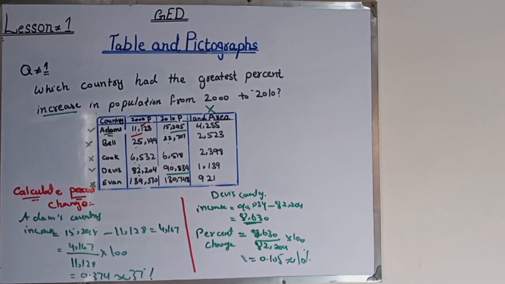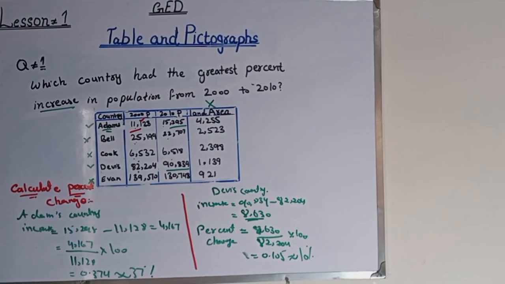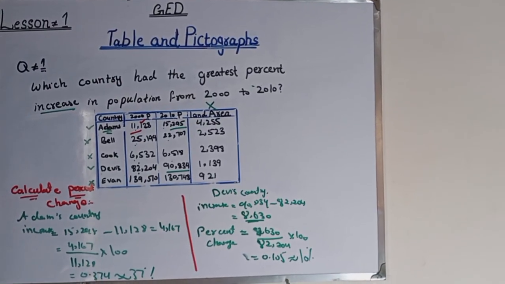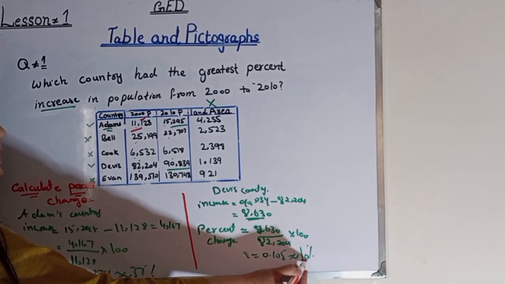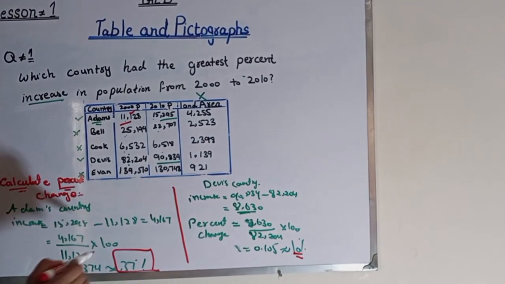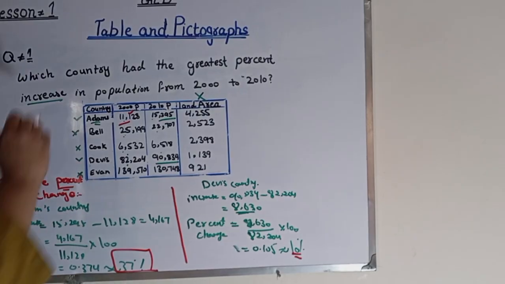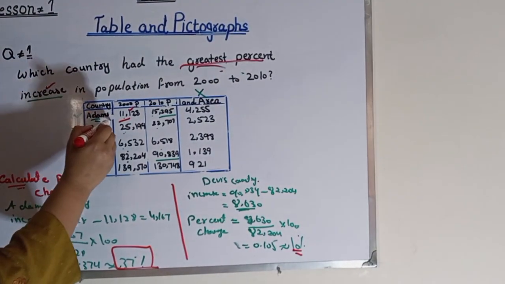So even though Davis county increased by more people, Adams county had the greatest percent increase. So our answer is Adams county because its increase in population is 10%. They ask about the greatest percent increase, so our greatest percent increase is in Adams.